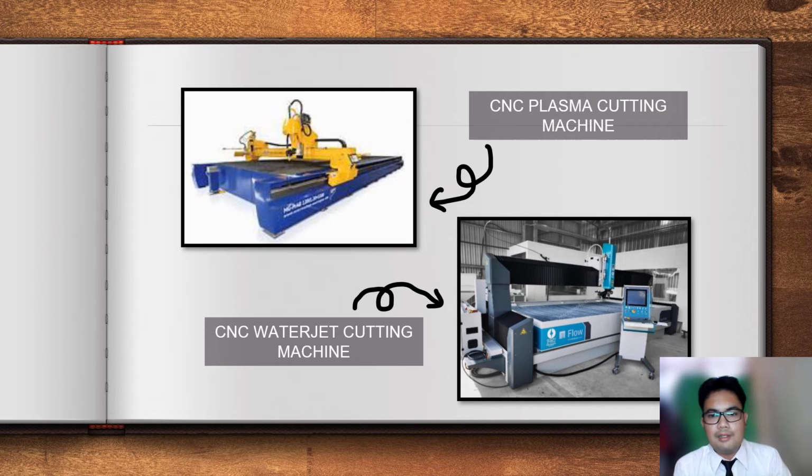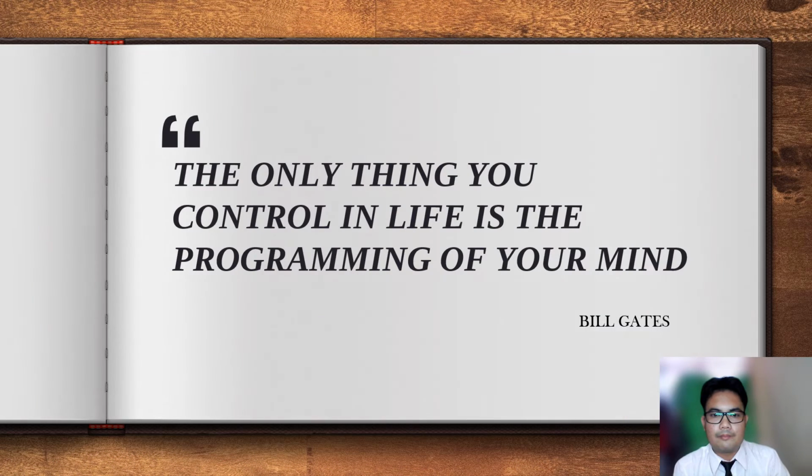This is an example of a CNC machine, which is a CNC plasma cutting machine and a CNC water jet cutting machine. There is a phrase by Bill Gates saying the only thing you control in life is the programming of your mind.